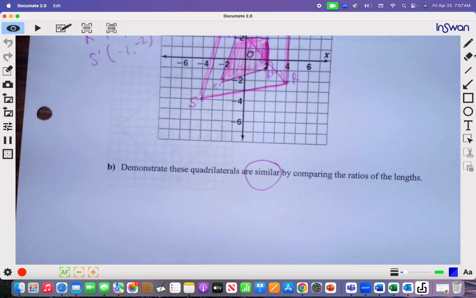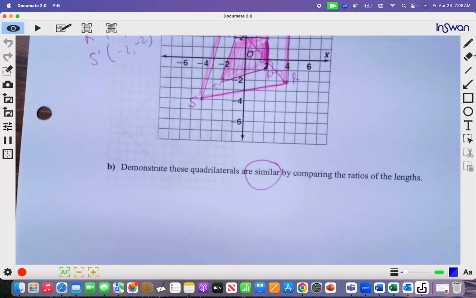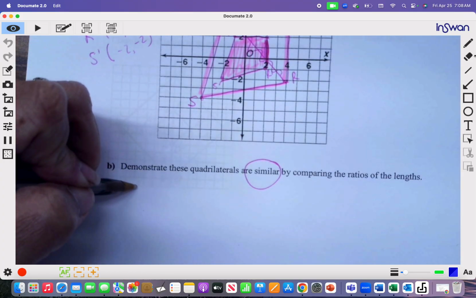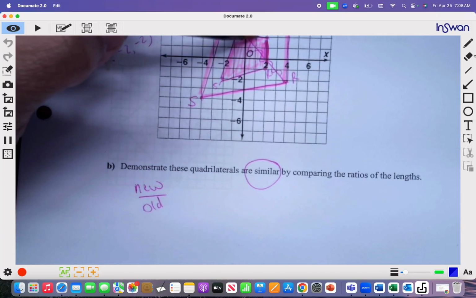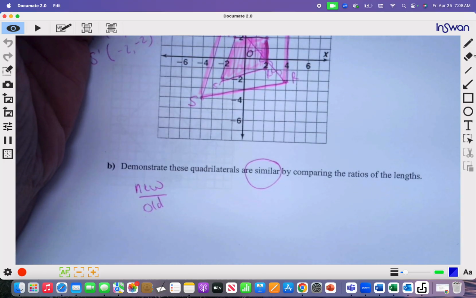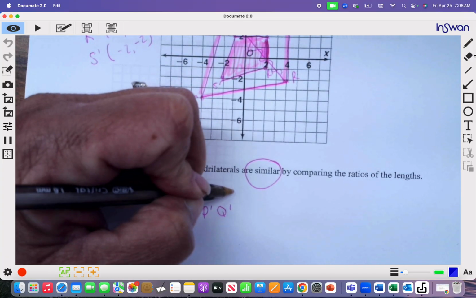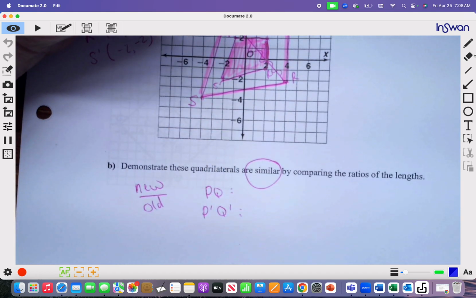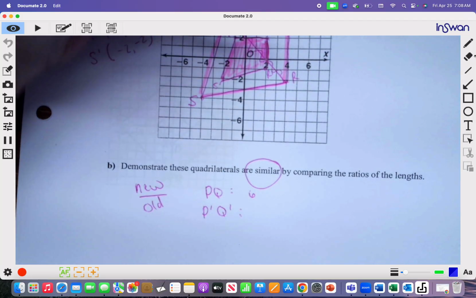We always put the original on the bottom, so it is new over old. I can pick this side or I can pick this side. Let's pick this side. We'll do PQ, but it will be the same for all sides that you choose. So PQ and P prime Q prime. PQ, I'm just going to count it up, is 1, 2, 3, 4, 5, 6 units, and P prime Q prime is 1, 2, 3 units.